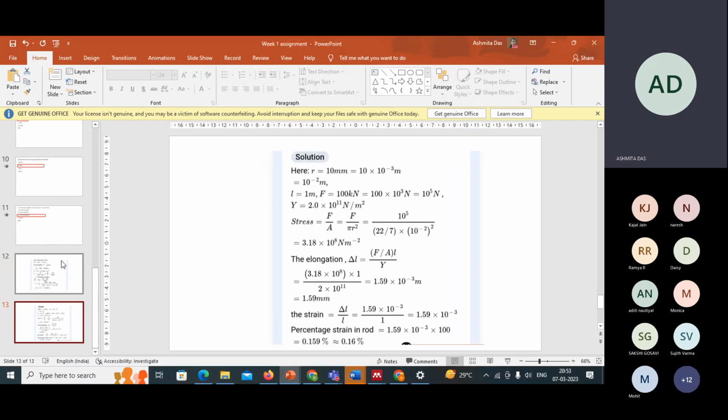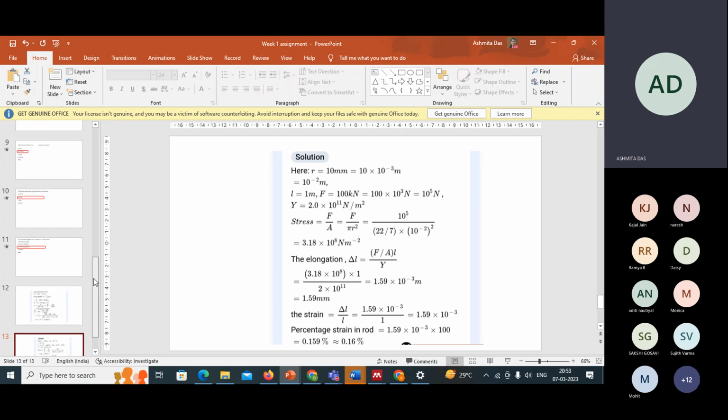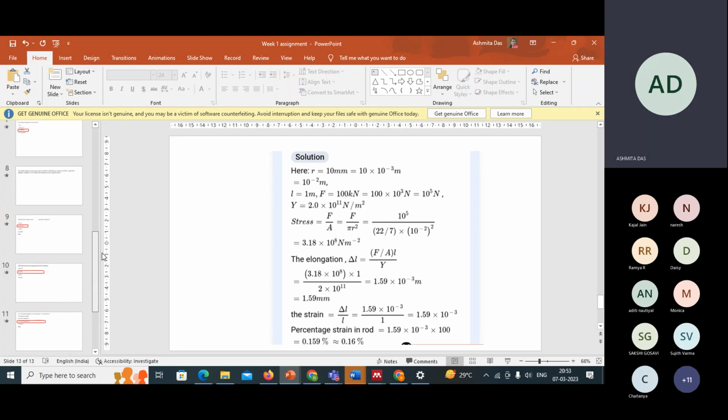So now that is for the question. I hope all of you understand the numericals. Some of you had doubts regarding the numericals, so I hope some doubts may be cleared.